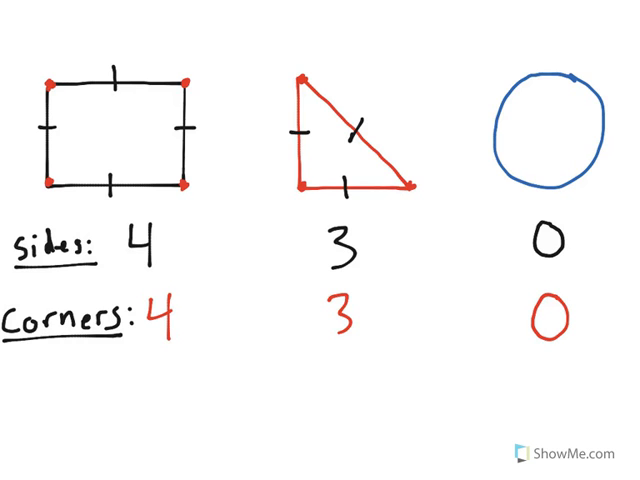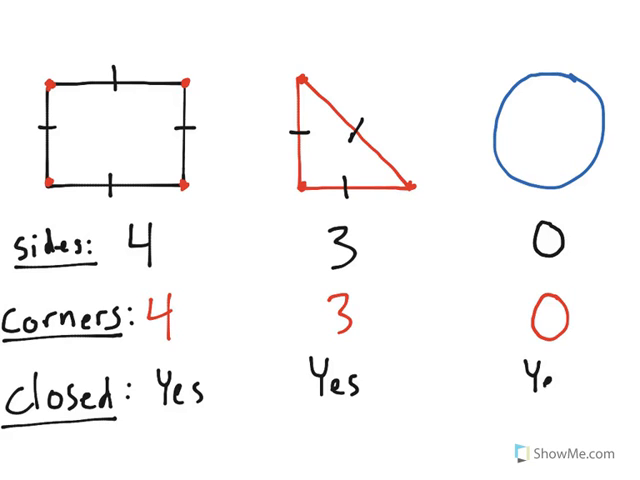And the last thing that we want to check, to make sure that these are shapes, is that they have to be closed. So that means no openings in between sides. And as we can see, this rectangle is closed. It goes all the way around. The triangle is closed, and the circle is closed.